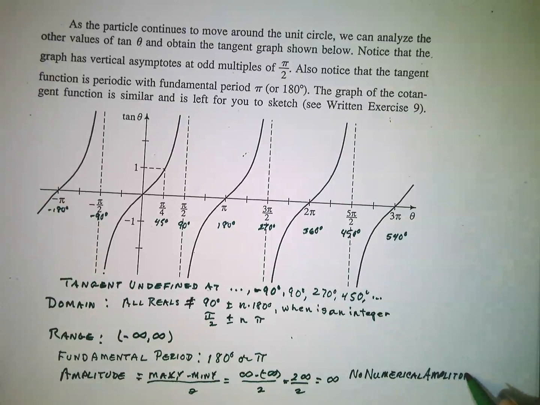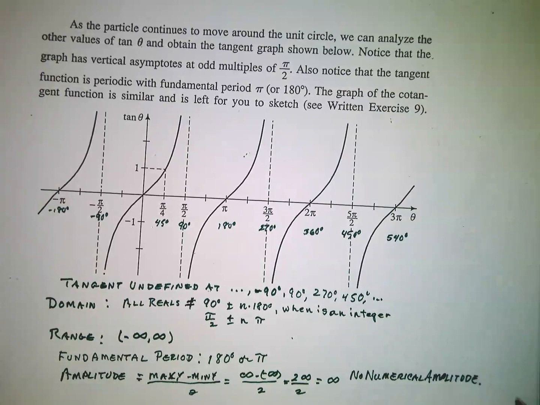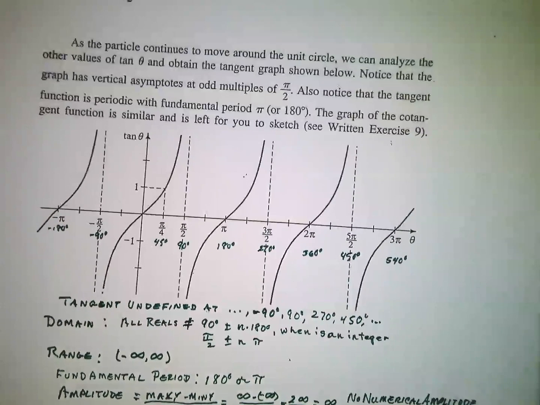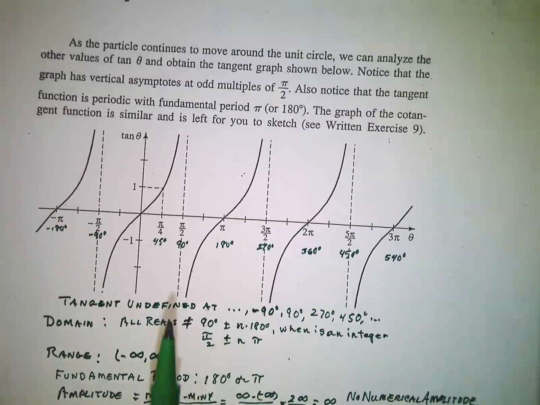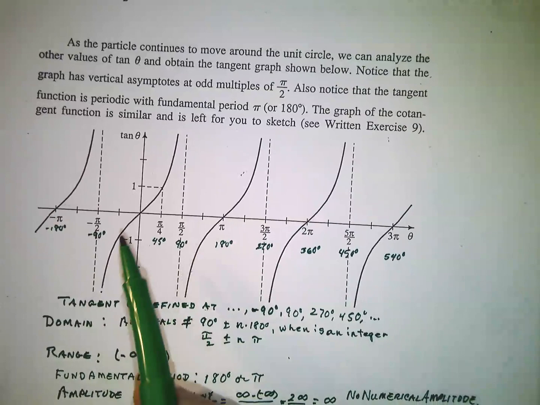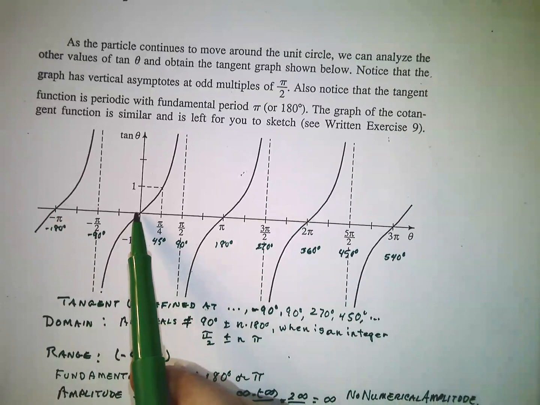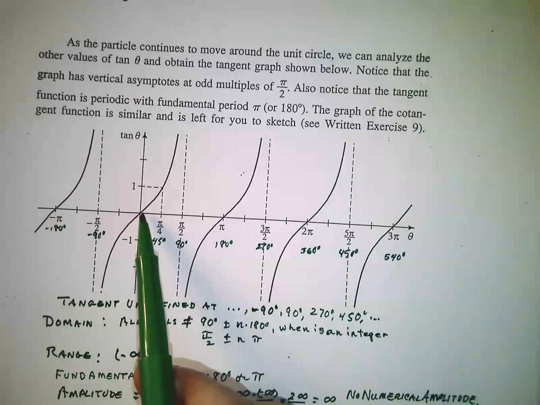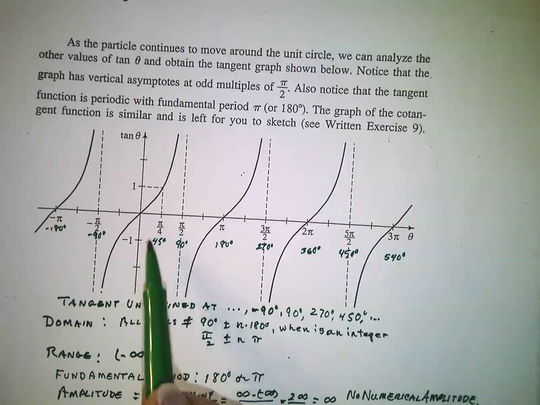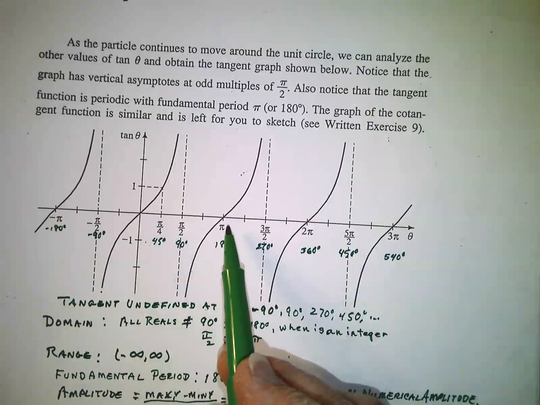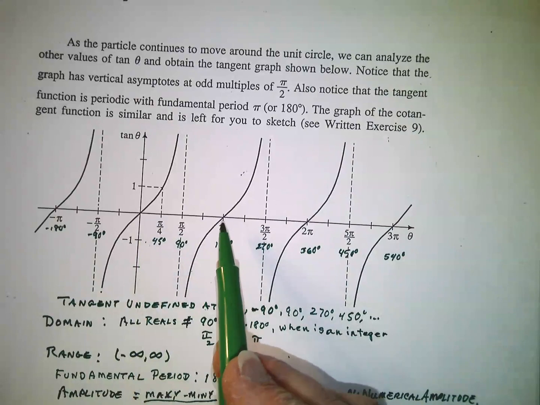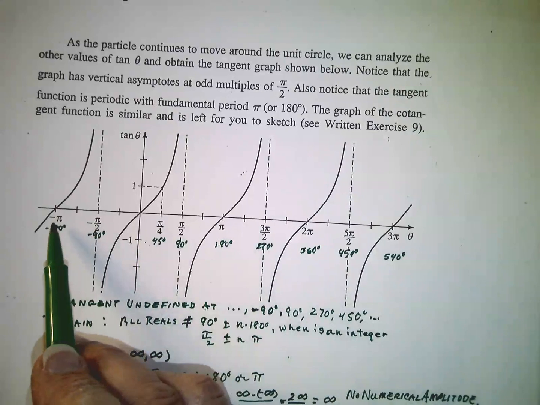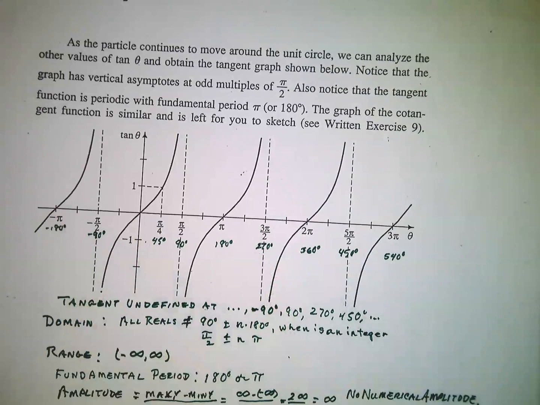So the tangent graph is indeed a pretty unique beast. Pretty wonderful. Please notice that the tangent is 0 at many different points. The tangent of 0 degrees is 0. The tangent of 180 degrees is 0. The tangent of negative 180 degrees is 0.